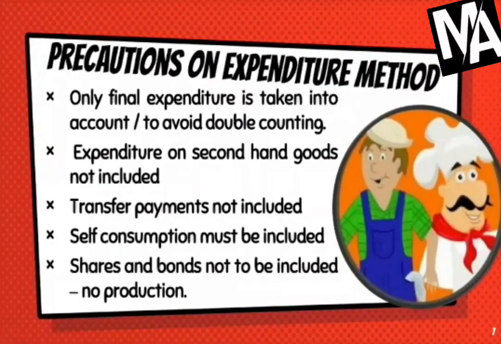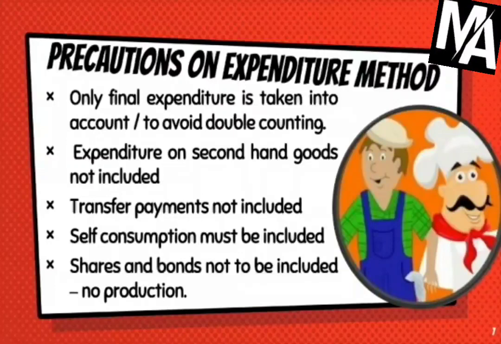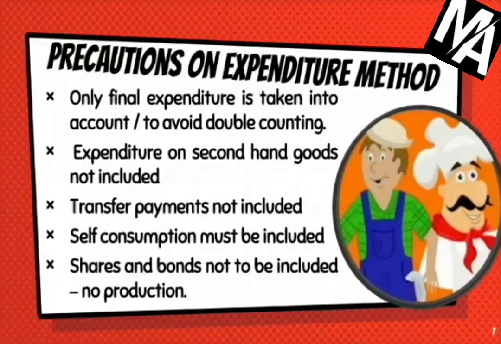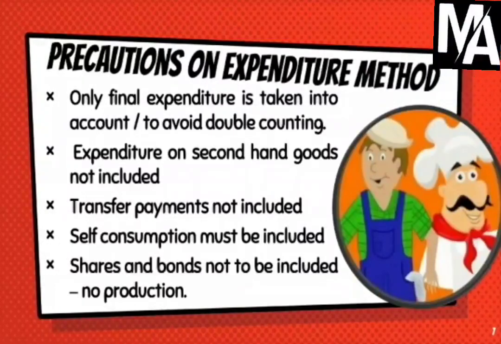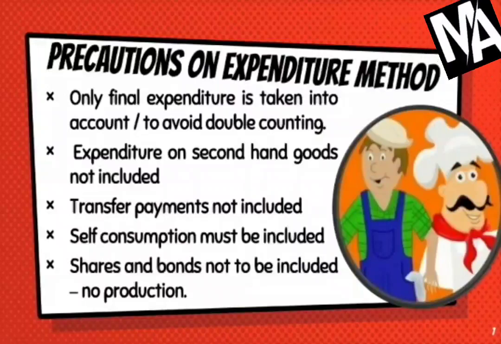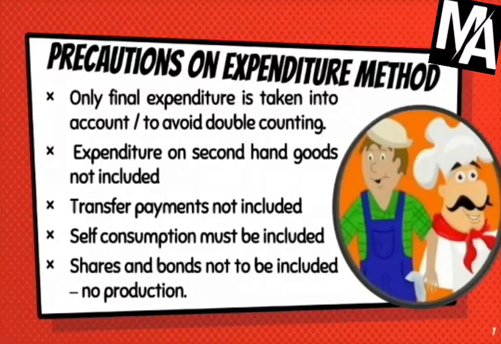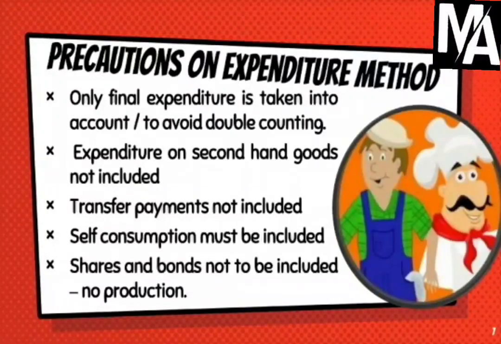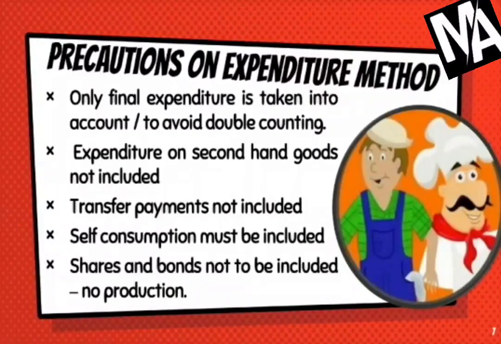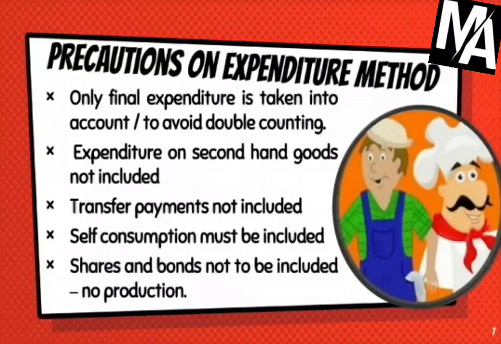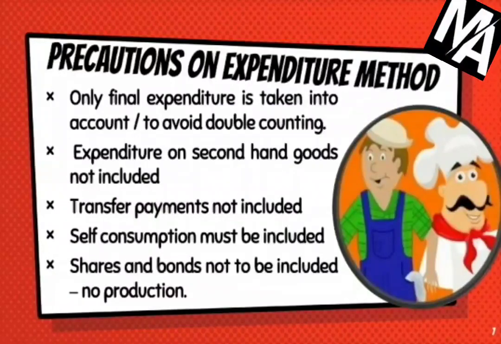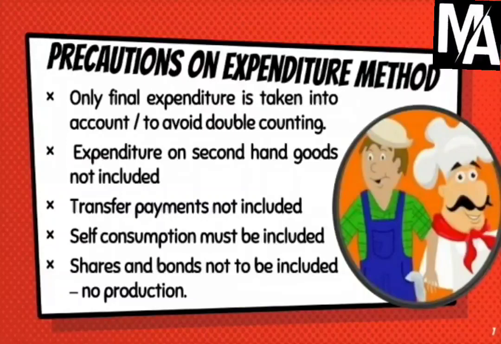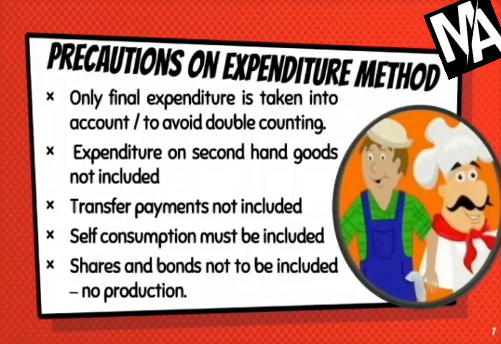The third rule is that transfer payments will not be included. Now, transfer payments, you can recap the first video where I explained the basic terms. All that unearned income, for example, lotteries and scholarships, will not be considered in the expenditure method because these are unearned income. Only that income which pertains to the production of goods and services, only those kinds of spending will be considered. The next rule is that self-consumption must be included.